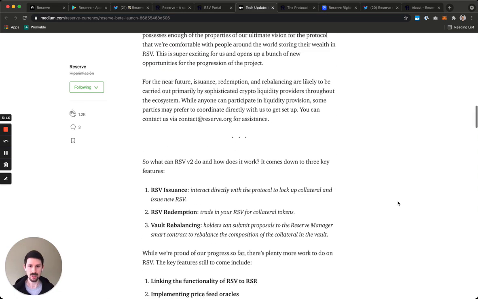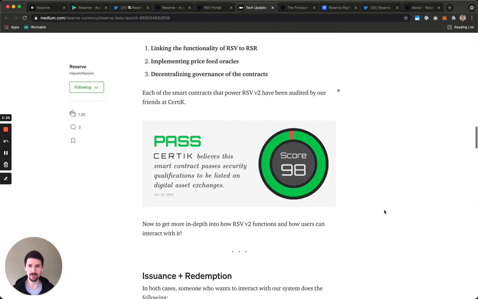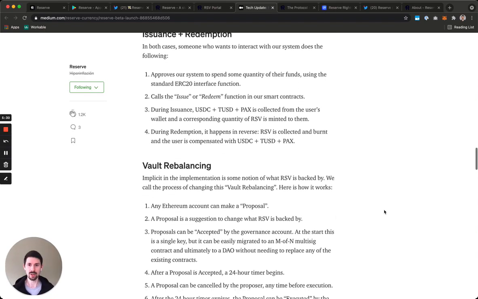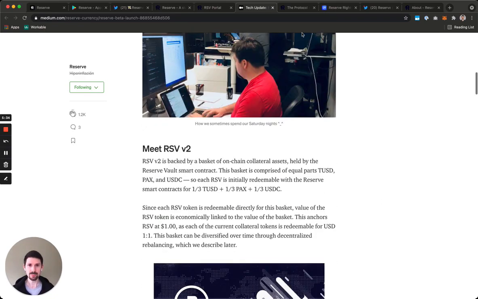And so basically that just describes issuance and redemption. There's also a rebalancing protocol. So basically, if there is an issue with one of those stablecoins, anyone can actually propose a rebalance, but then the governors of the network have to approve it. Right now, we hold those governance keys. So rebalancing can't happen unless we approve it.